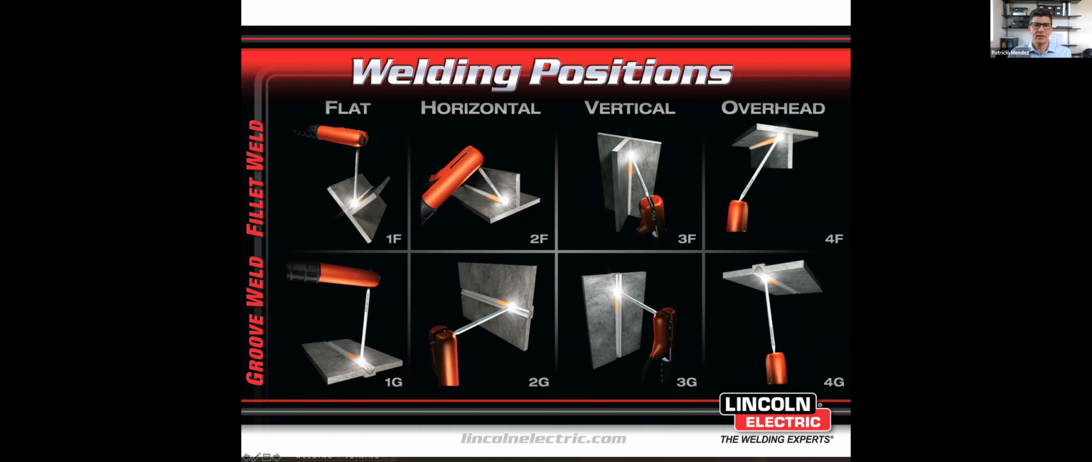When we weld vertical, whether it's vertical up or vertical down, we call it position 3, in the case of fillets, 3F. In this case, we're welding overhead, and it's position 4. In the case of a groove, flat is 1, just as with fillet, but we call it 1G. It's a groove weld. Horizontal, position 2. Vertical, whether it's vertical up or vertical down, position 3. And overhead is position 4.